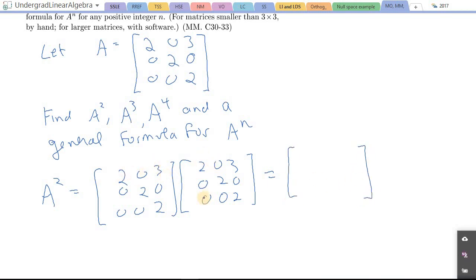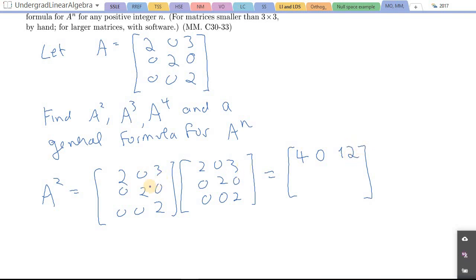When I do this by the usual row-column method, first row times first column is going to give me the 1,1 entry. Notice that this is just 2 times the identity times 2 times the identity. So we have 2 times 2 is 4, 0 times 0 is 0, 3 times 0 is 0. This 3 doesn't do anything, so I just get a 4 here. First row, second column: 2 times 0, 0 times 2, 3 times 0 gives me a 0. Third column: 2 times 3, 0 times 0, 3 times 2. It's going to give me 2 copies of 2 times 3, or 12.